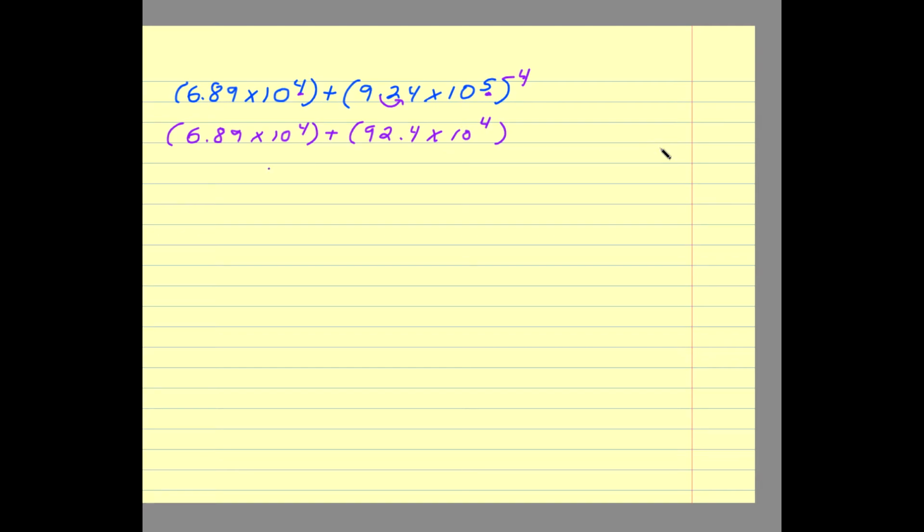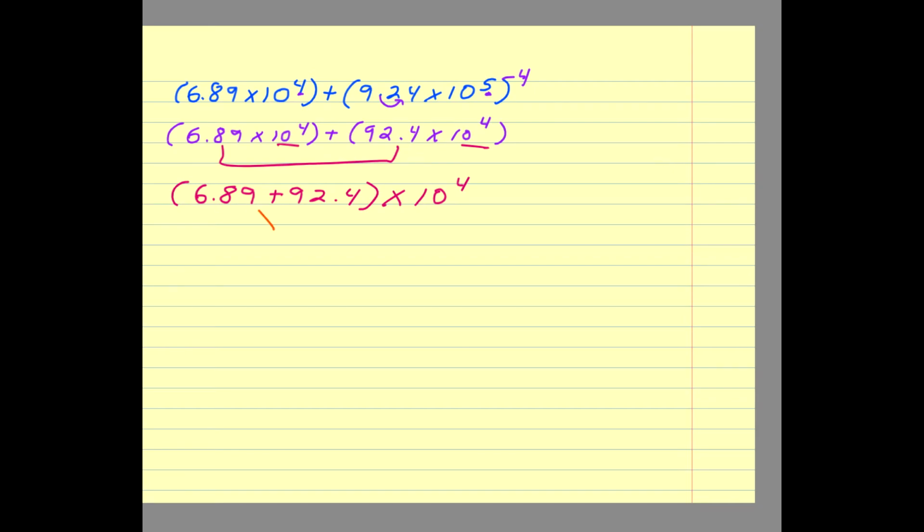All right, so now that my exponents match, I can do this step. I can add these two numbers now that my exponents match. All right, so let's do that. 6.89 plus 92.4. Bring this or this down. They mean the same thing. They got the same exponent, so we just bring it down one time. Remember, we only need to bring it down once because both of these numbers will still be multiplied by that, because both of these numbers are inside parentheses.